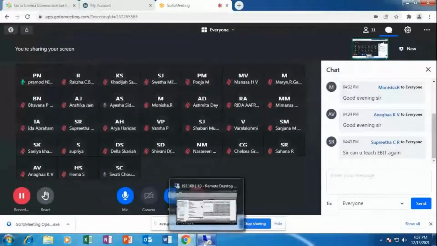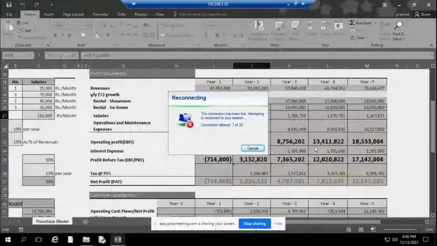Am I audible? Yes, sir. Audible for everyone? Okay, suddenly it was disconnected. So finish off this one. Data table I will teach you.